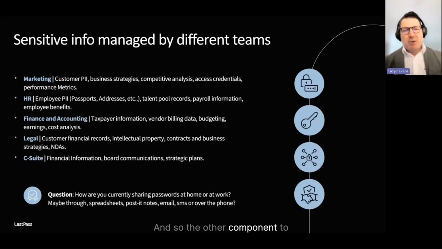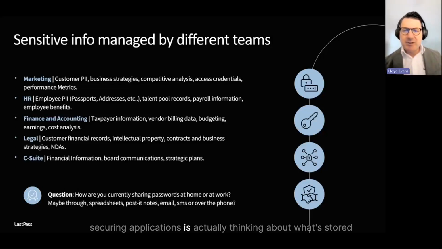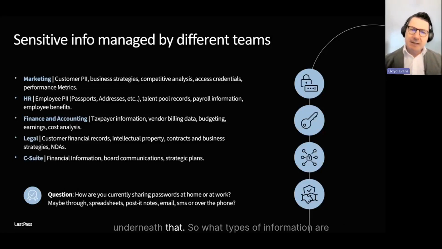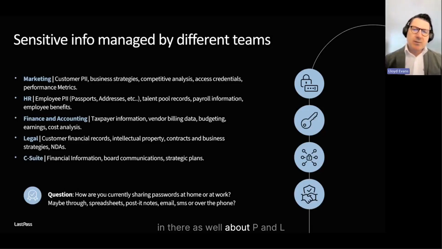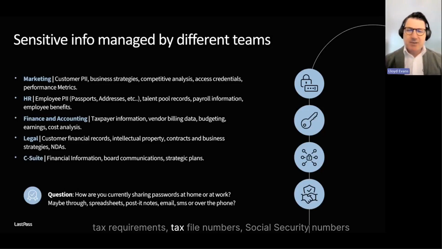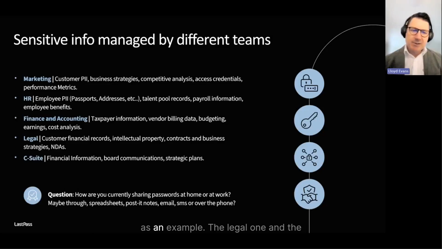And so the other component to securing applications is actually thinking about what's stored underneath that. So what types of information are you actually storing? Is it specific credentials? Is it competitive analysis? Is it customer PII? From an HR perspective, obviously we're storing information on staff, where they live, payroll information, that type of thing. And then obviously from a finance and accounting standpoint, there's a stack of information in there as well about P&L analysis, as well as obviously tax requirements, tax file numbers, social security numbers as an example.